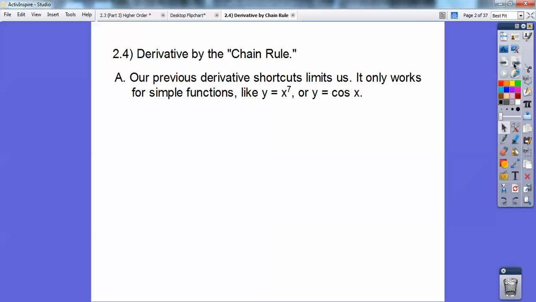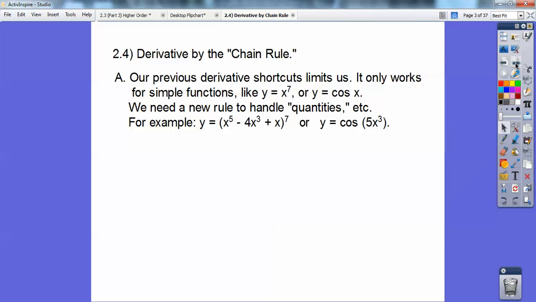In our previous derivative shortcut, it limits us. It only works for simple ones like y equals x to the seventh or y equals cosine of x. But when you have quantities being raised to powers, you need to do something else. For example, if we had y equals some big quantity to the seventh, or y equals cosine of a quantity of stuff instead of just cosine of x, we do this thing called the chain rule.